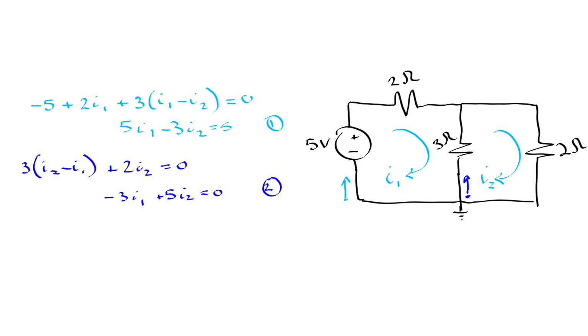So now we just solve both of those equations simultaneously, and we end up with I1 equals 1.56 amps and I2 equals 0.94 amps.